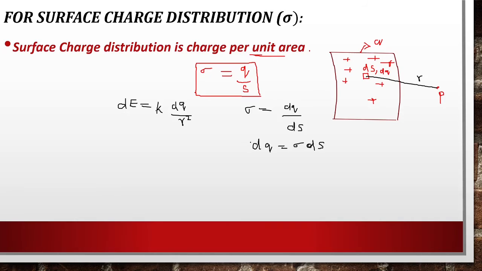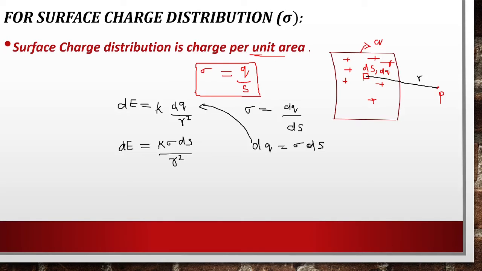Now apply this in here. So we will get dE is equal to K sigma dS by r square. So we have got the electric field at point P due to the small area element, right?